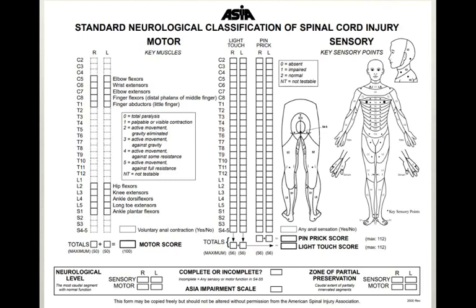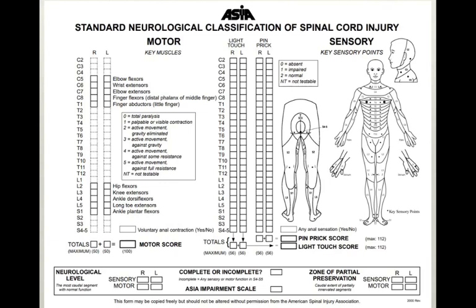But you will be doing a motor exam of the major motor assessment pieces, which are going to be elbow, wrist, and fingers, because that will delineate levels, and of the hips, knees, ankles, and toes. So you'll be constantly doing motor assessments.